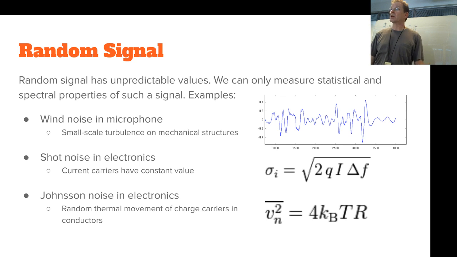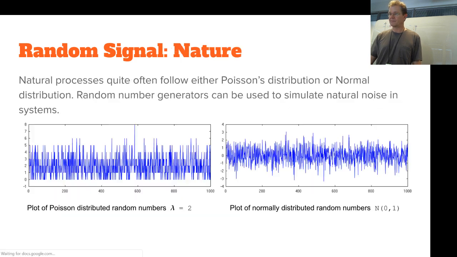Another one, shot noise in electronics. That's one way of making a simple white noise generator: put a small current through a resistor and measure the voltage. It's white noise. Then Johnson noise in electronics, that's a thermal effect. Shot noise arises because electrons are single charge carriers, and when you have a slow enough current, they start just dropping through the resistor, not really flowing. Johnson noise is the thermal movement of charge carriers, and that's also something you just need to deal with.